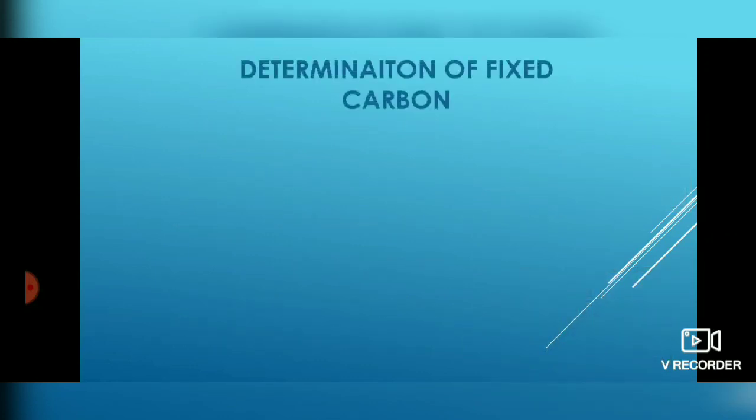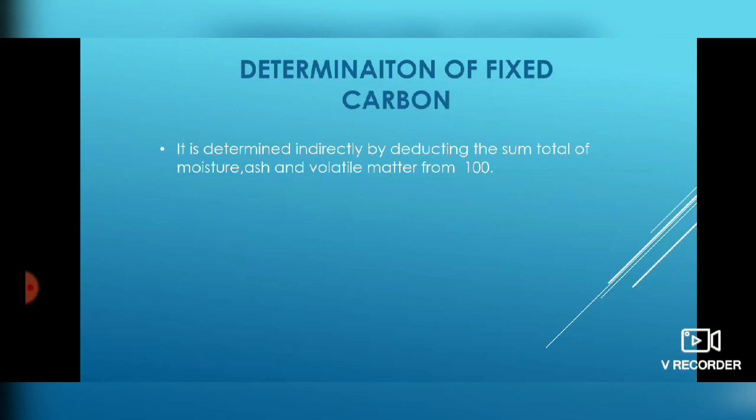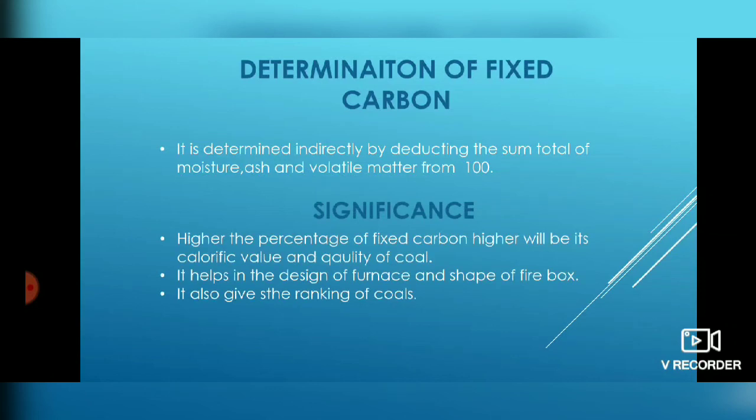Now our last step is determination of fixed carbon content, and this is very important in each and every coal. It is determined, and it is a very easy step. It is determined indirectly by deducting the sum total of moisture, ash and volatile matter from 100. And its significance is very important. The higher the percentage of fixed carbon, the higher will be its calorific value and quality of coal.